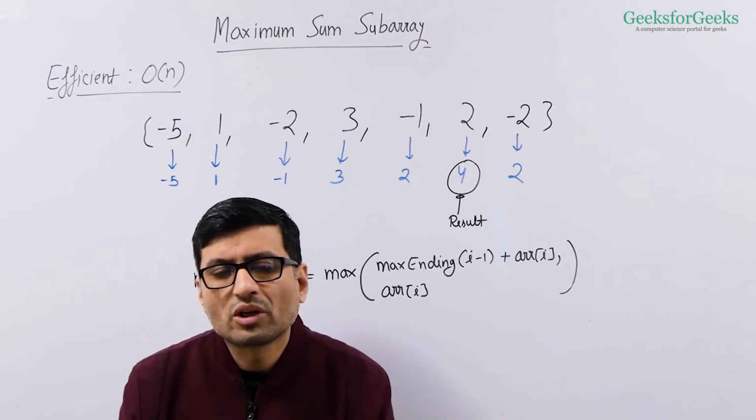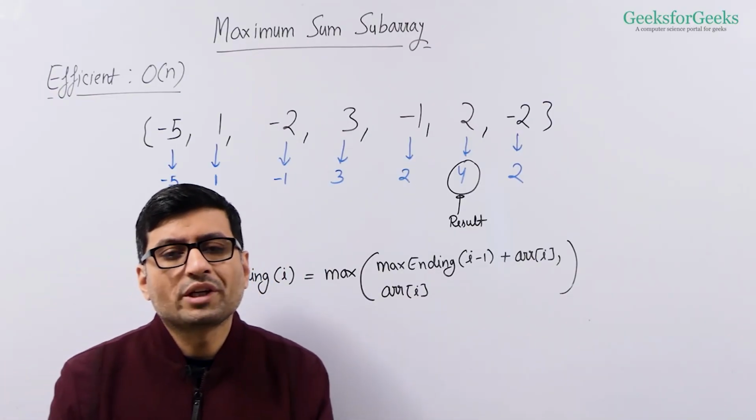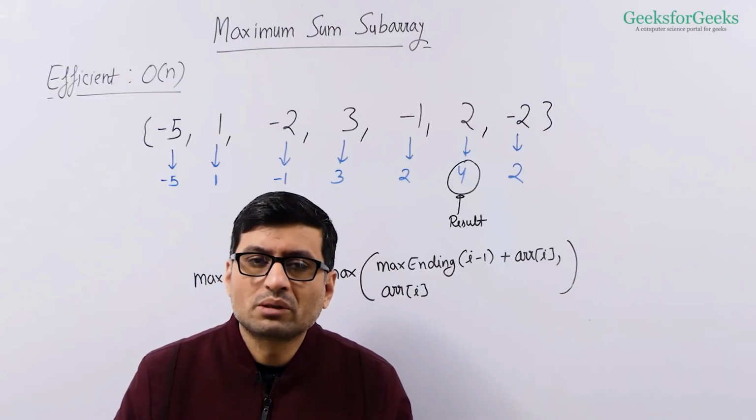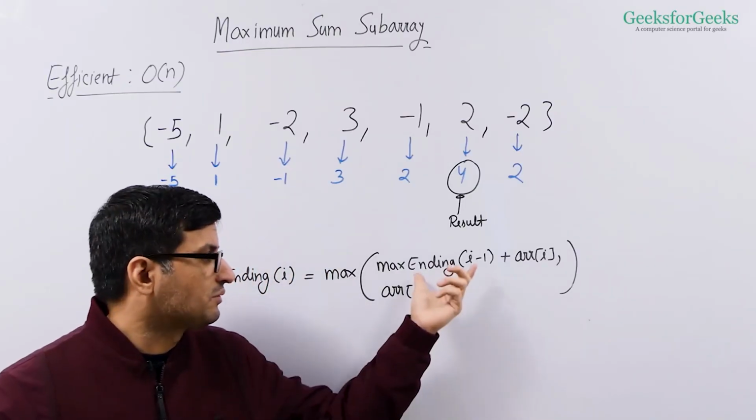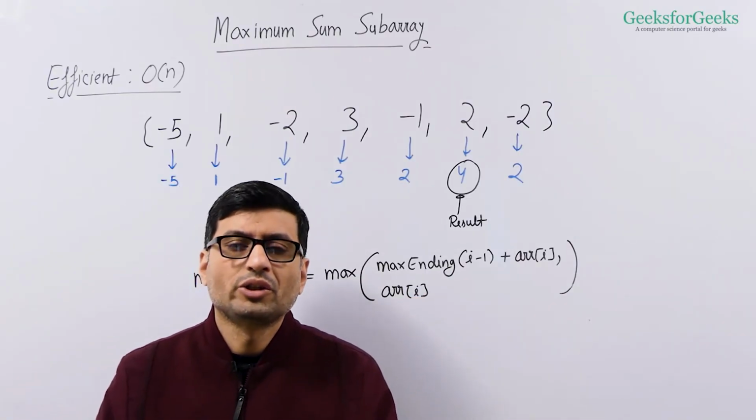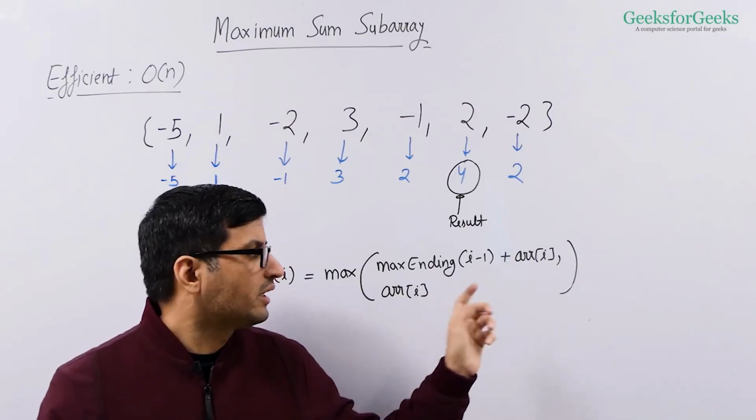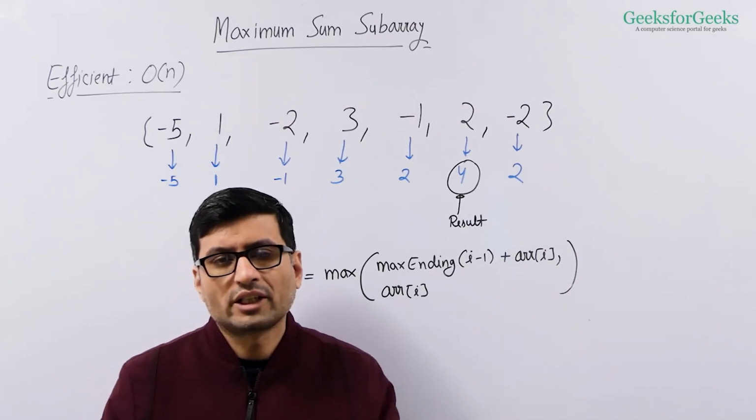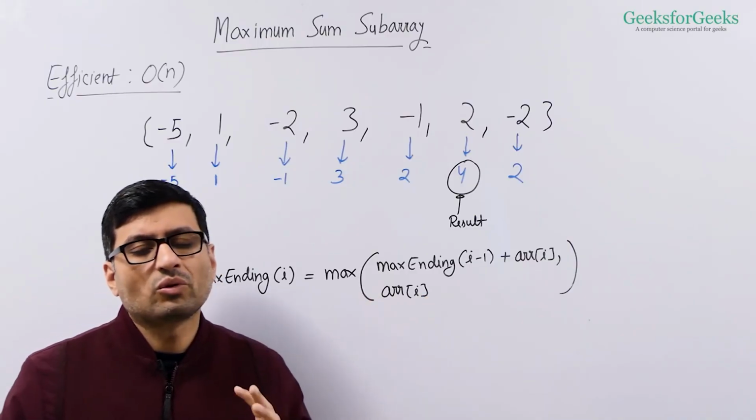If we take a closer look at this example and if we do some more examples, we can figure out maximum ending with index i can be computed as maximum of these two values. You take the maximum ending at index i minus 1 and add array i to it. That's one choice you make. The other choice is you simply consider only array i.